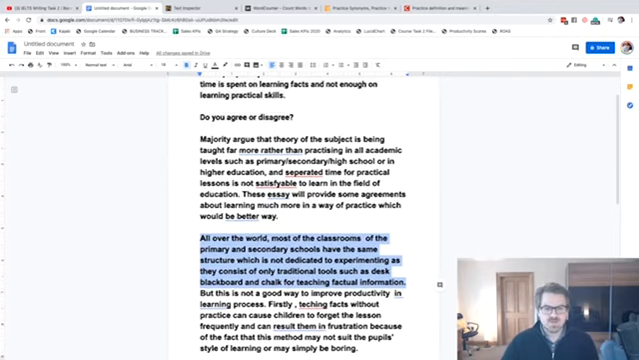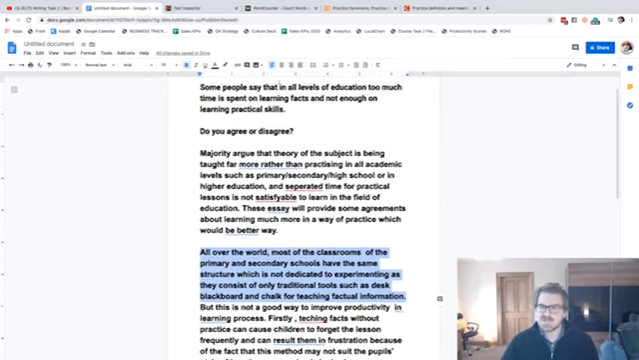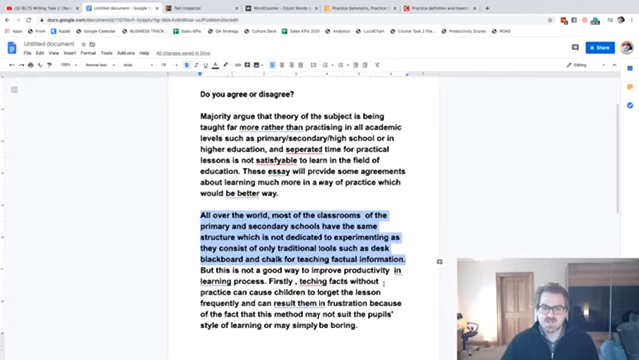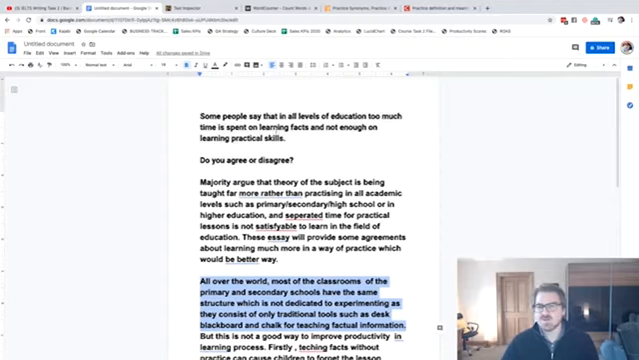"But this is not a good way to improve productivity in learning process." Again, nothing to do with the actual question. "Firstly, teaching facts without practice can cause children to forget the lesson frequently and can result them in frustration because of the fact that this method may not suit the pupil's style of learning and may be simply boring." Nothing to do with the actual question.